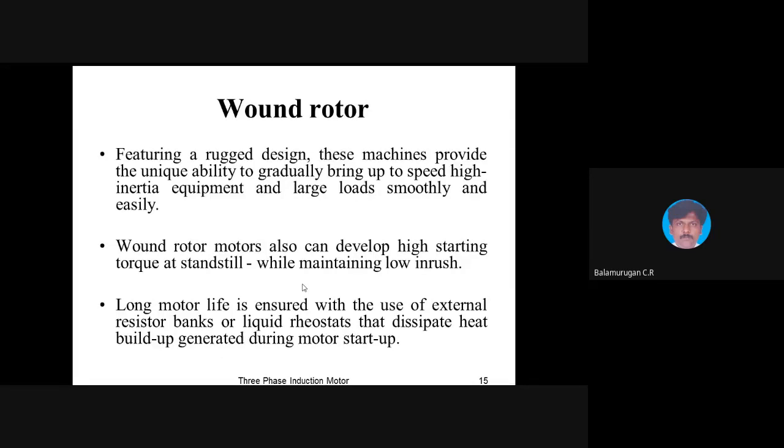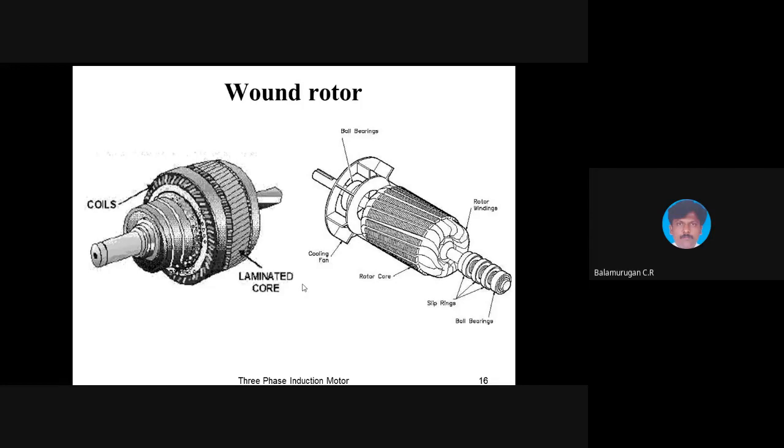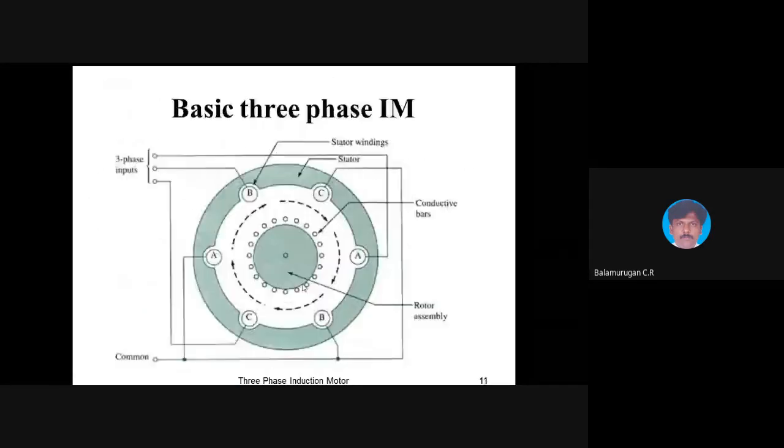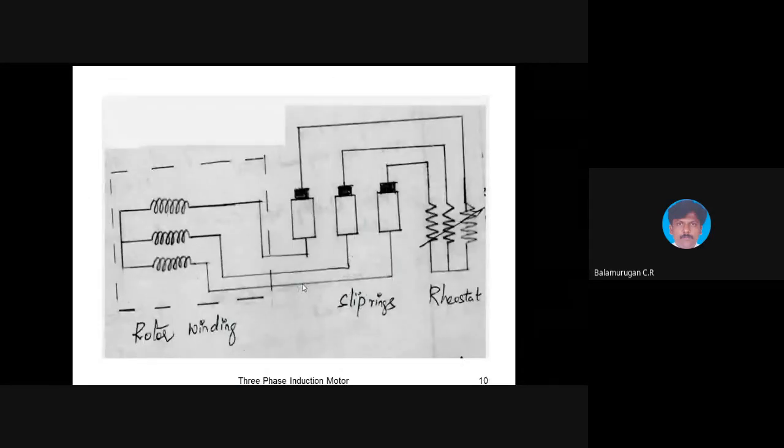Wound rotor. Next we'll discuss the slip ring. Yes, sir. What is the difference between squirrel cage and slip ring machines? Squirrel cage is used for constant speed applications, and it is mechanically strong. It has a simple construction, efficiency will be more, and maintenance will be minimum. What is the disadvantage of squirrel cage? Speed control is not possible in the case of a squirrel cage induction motor.